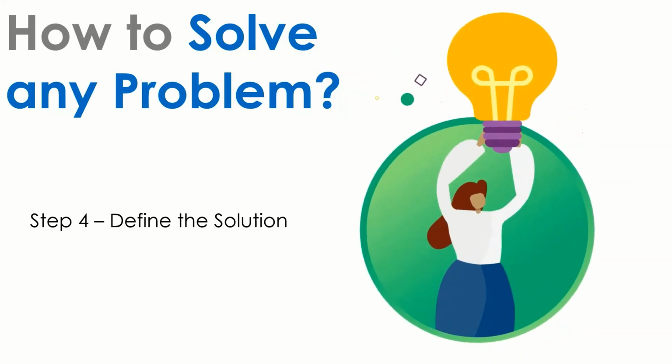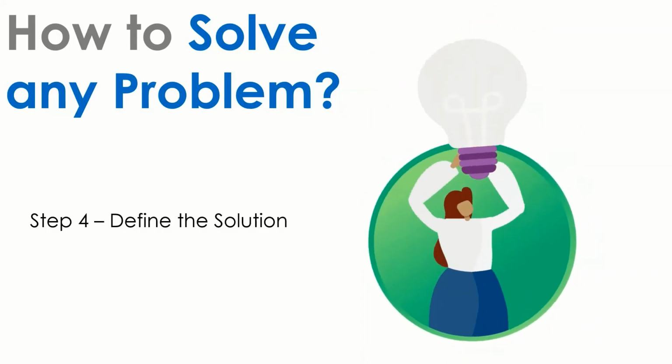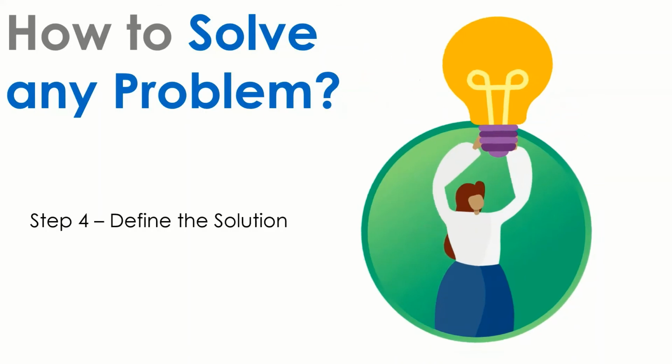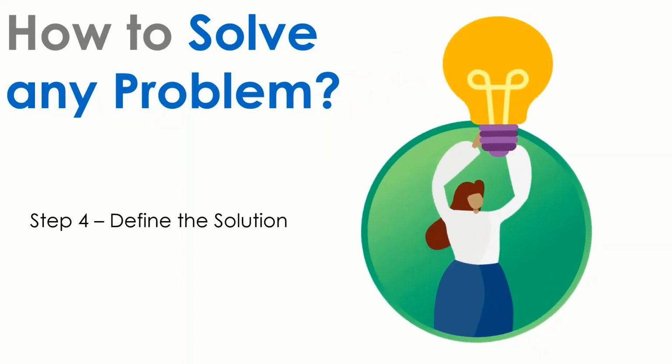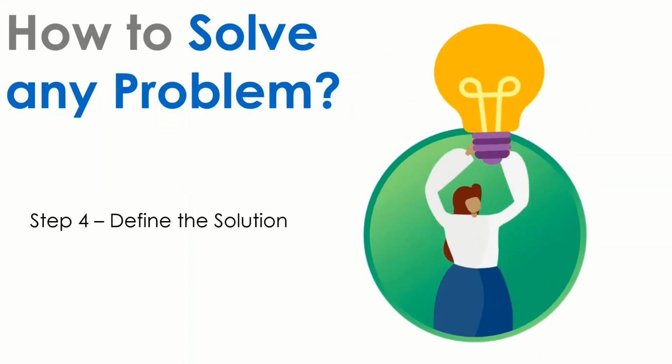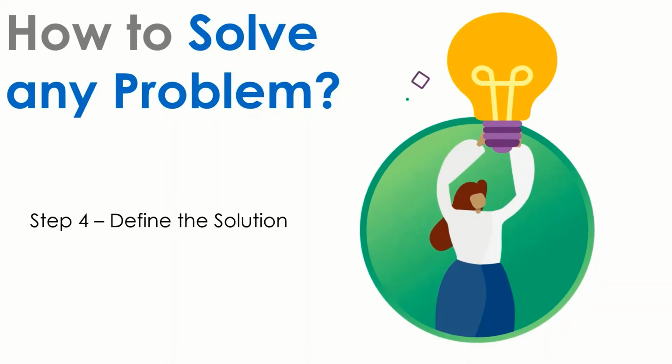And this is the fourth step. I have seen people jumping from the first step to the fourth step directly, without establishing the facts, without determining the root cause. That is not the right way of solving the problem. Solving the problem is to go step by step, and then you measure the progress.